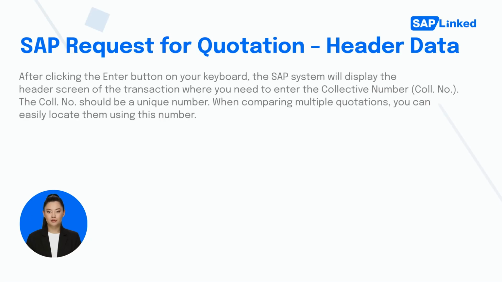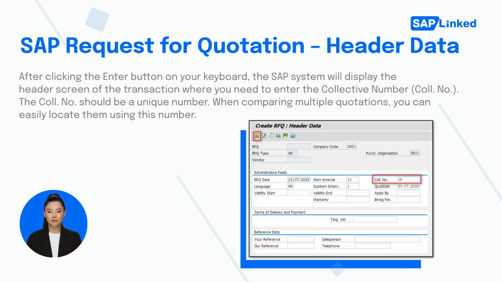After clicking the Enter button on your keyboard, the SAP system will display the header screen of the transaction where you need to enter the collective number. The collective number should be a unique number. When comparing multiple quotations, you can easily locate them using this number. This eliminates the need to enter individual numbers for each quotation.